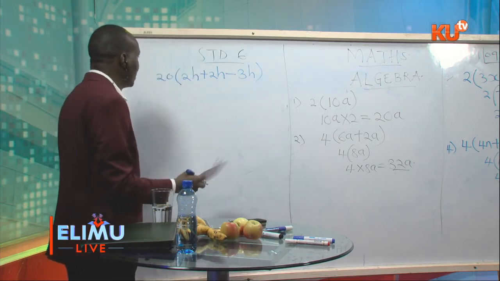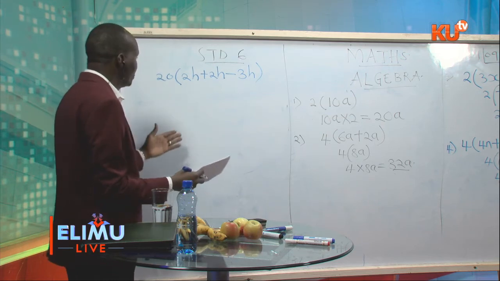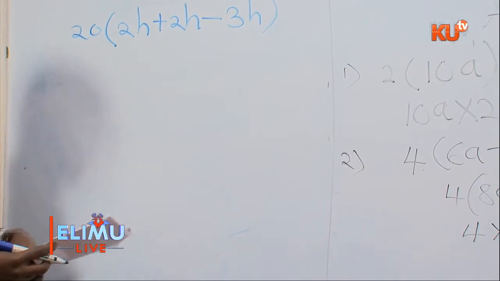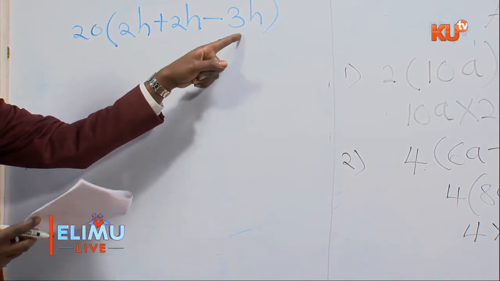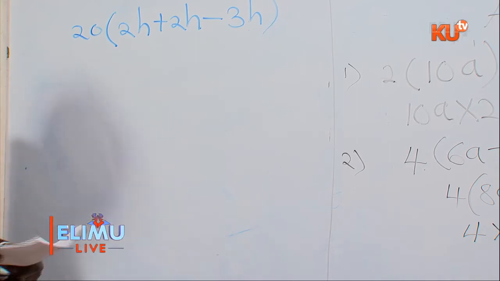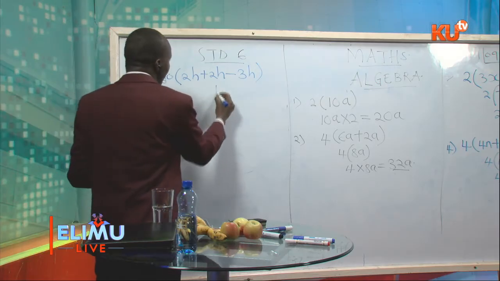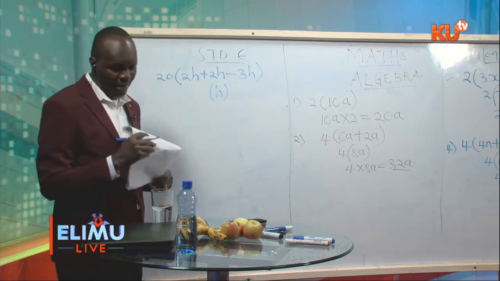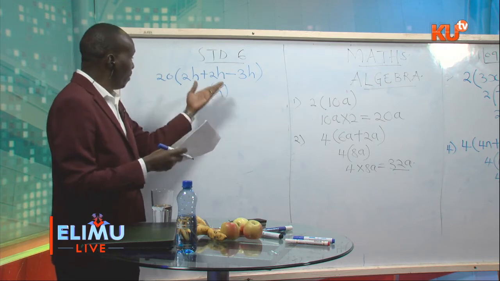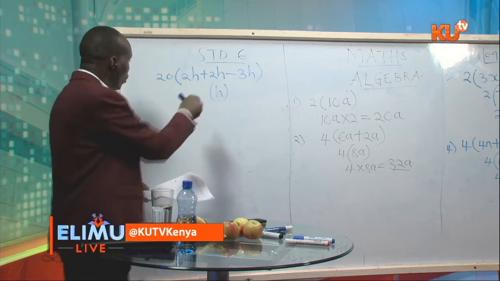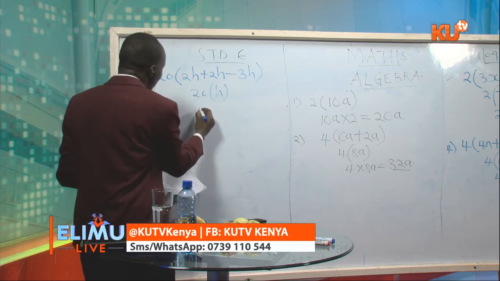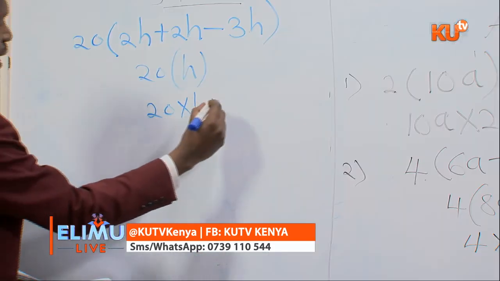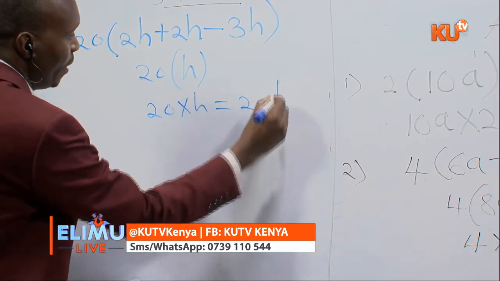I said we collect the like terms and we start with addition. So for this case, we shall have 2h plus 2h, we get 4h. 4h, take away 3h, we get 1h. 1h is the same as h. If the term is 1, we just write the alphabetical letter. So we have 20 multiplied by h, our answer becomes 20h.